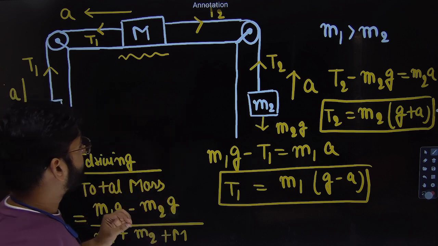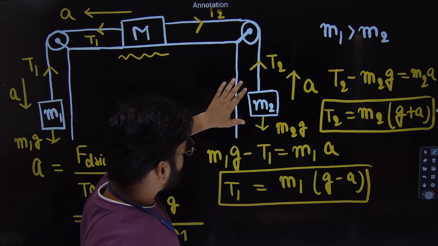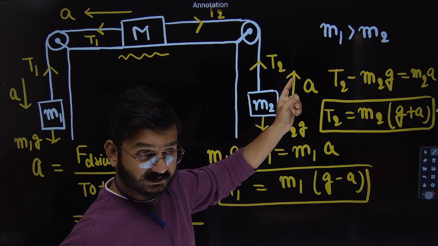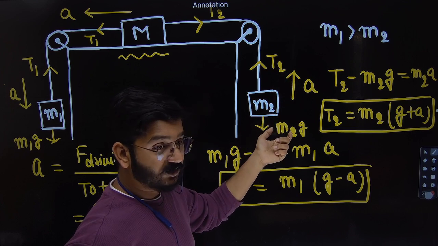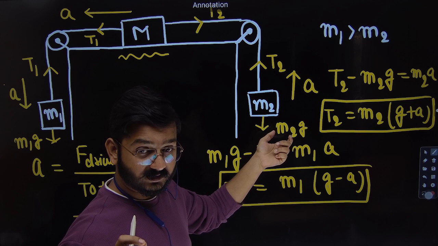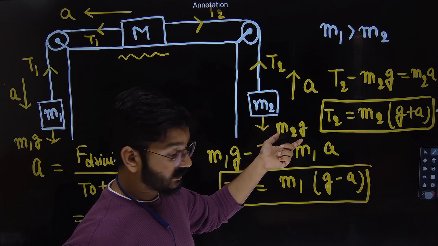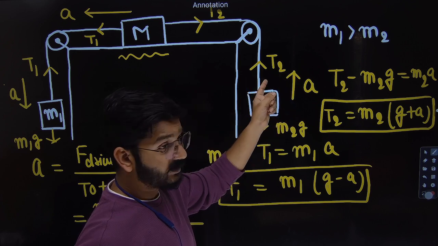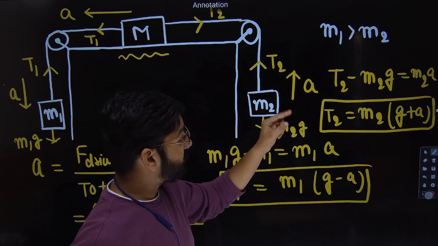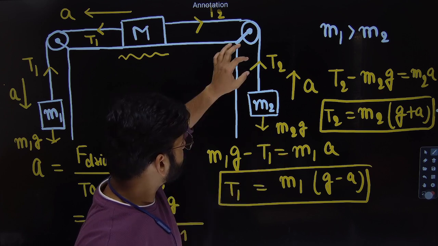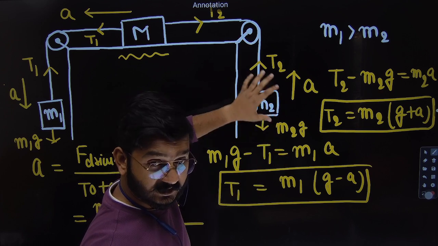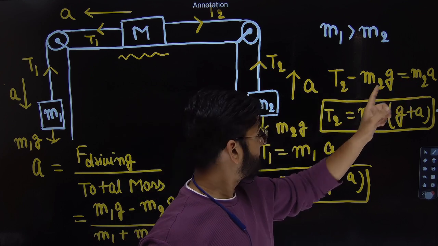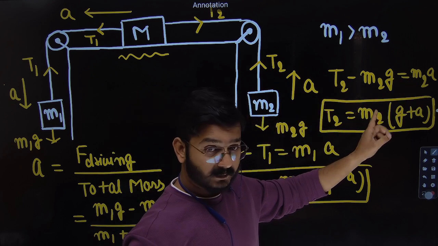Just 30 more seconds. If you see this block is moving, acceleration is in the upward direction. So we consider the direction of motion as positive. Make a note of this statement. In this free body diagram question, we take direction of motion as positive. So whatever force is in the upward direction will be plus, opposite to acceleration minus. So T2 minus this net force is equal to mass into acceleration. From here we have T2, clear?